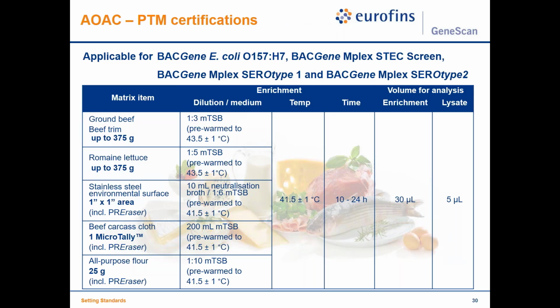So if we look into the protocols that are used, I think the most relevant matrices for you are the ground beef and the beef trim, which are very much on top here. So the 375 grams. And as I mentioned before, a very good dilution in 1 in 3 MTSB. So this is a very low dilution that we were able to certify, and which works very well. And also the incubation times, as I mentioned. So it's a very quick workflow with only 10 hours enrichment time.